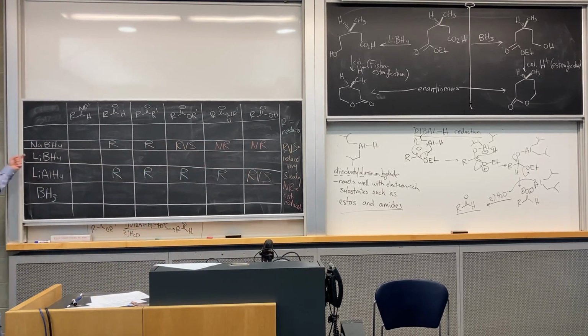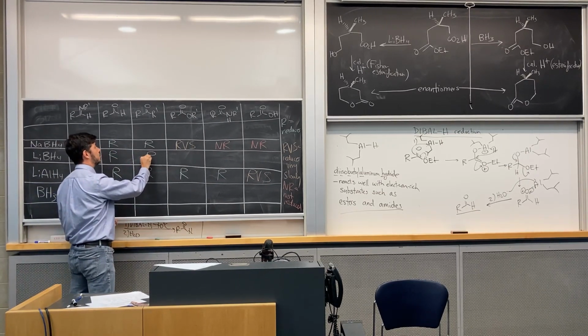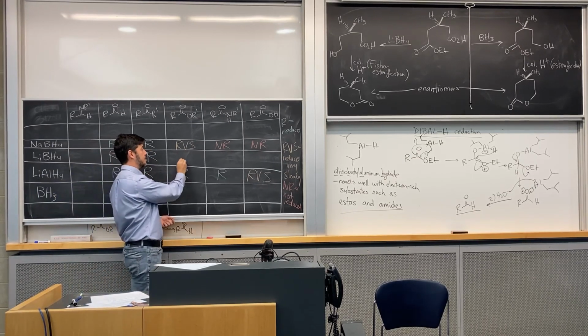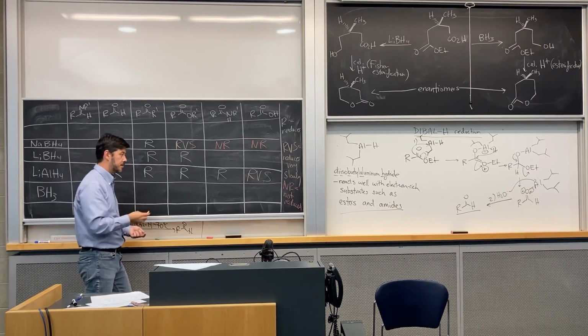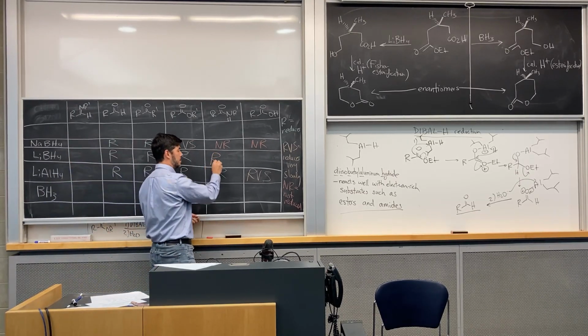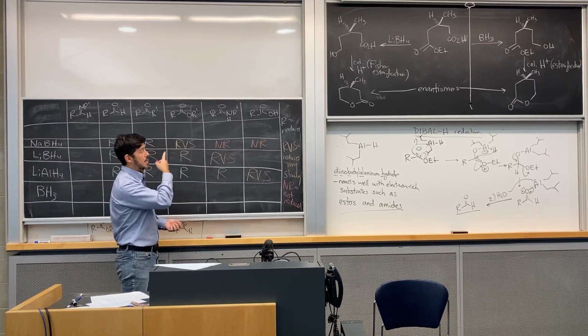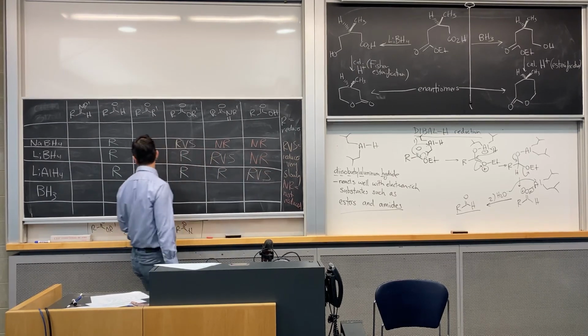Let's look at lithium borohydride. So, lithium borohydride, yes, it will reduce aldehydes, it will reduce ketones. Esters, it does reduce. We went through that mechanism today. Amides, not so great, but never say never. It will do it very slowly, or poor yields, or very sluggish. And then carboxylic acids, it does not reduce.